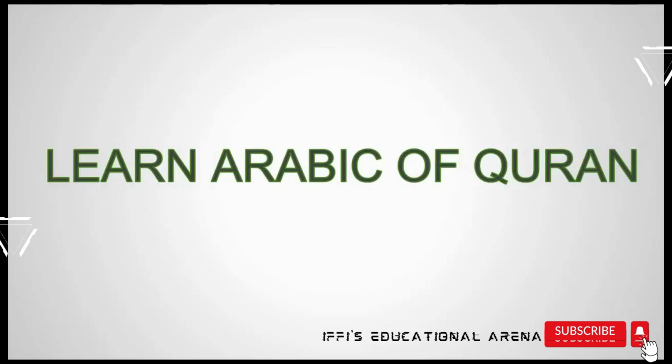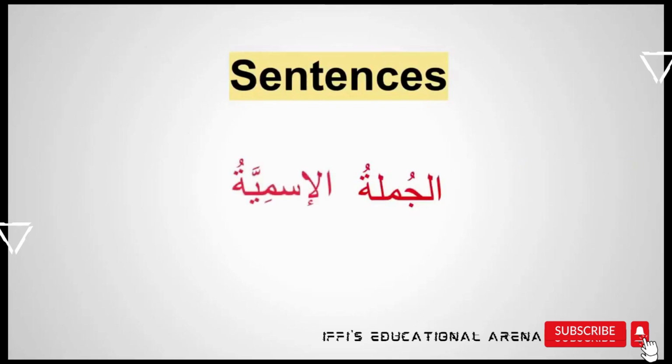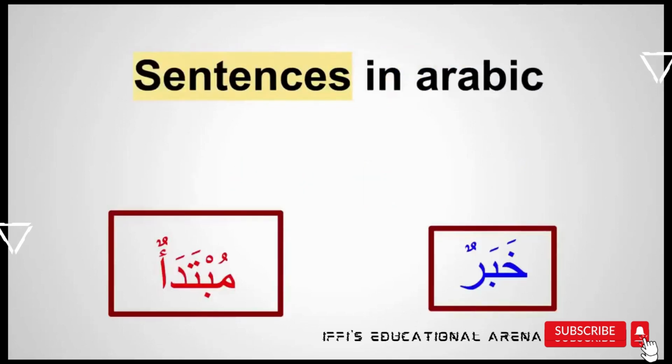Welcome back again. Alhamdulillah, we're slowly learning more about sentences in Arabic. Just to revise what we're doing so everybody is on board: we're doing Jumlat al-Ismiya, and we've learned so far that in Jumlat al-Ismiya we have Mubtada and Khabar. So what is Mubtada? Mubtada is the beginning of a sentence.